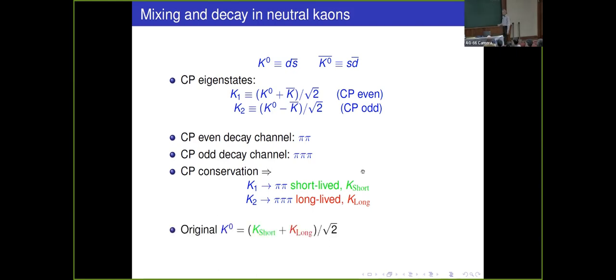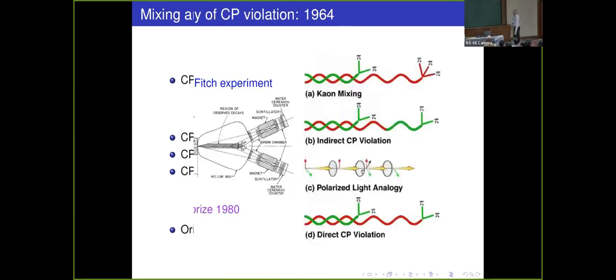So originally you produce a K0, and that is a combination of K short and K long. So what do you observe if there is charge parity conservation, and what do you observe if there is charge parity violation? So this was the experiment of Cronin and Fitch in 1964. If charge parity CP was conserved, you would find that this green particle, which is your K short, will decay to 2 pions, and K long will decay to 3 pions. So if you go very far away from the starting point, you will only get 3 pions.